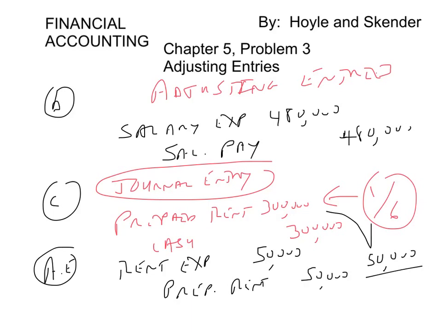Now that leaves in prepaid rent $250,000, and that amount represents the next 5 months. And it leaves in rent expense $50,000, and that amount records or represents the past 1 month. Remember, the expense is the past value, and the asset, in this case prepaid rent, is the future value.